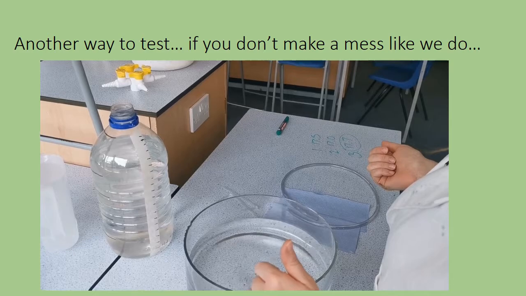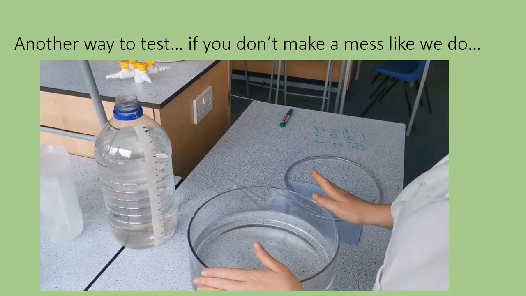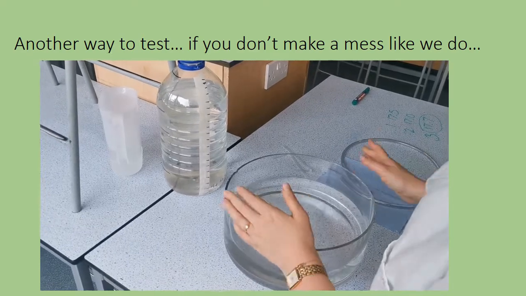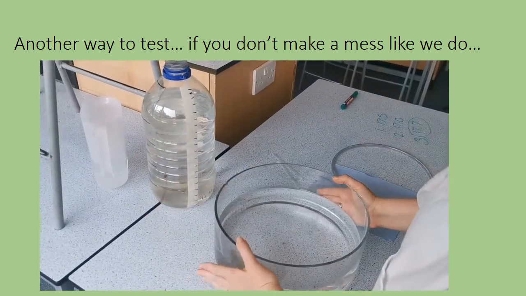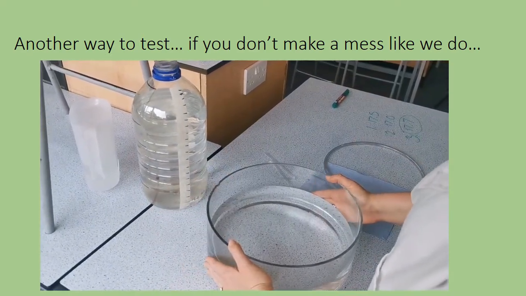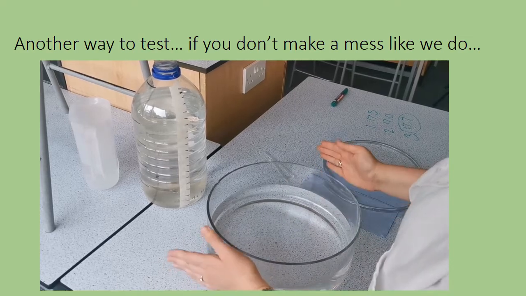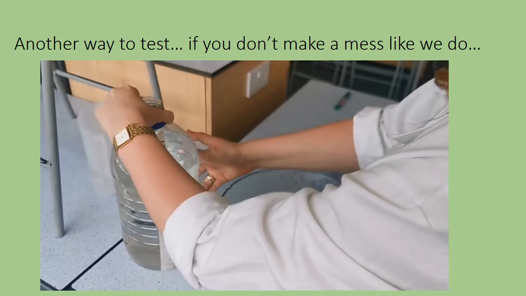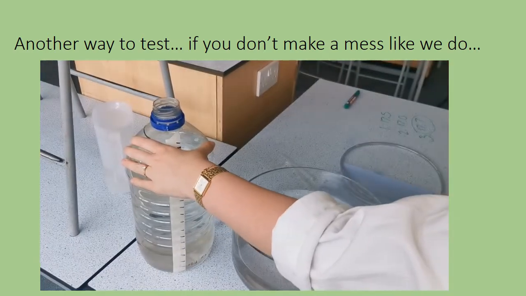Okay, so you've seen us do the balloon test. There's another test that you could do at home if you want to. If you can find the equipment, what you'll need is a sink full of water. We're using what is called a trough, but you can use a sink full of water. And you need a big bottle. Now this one's 5 litres.